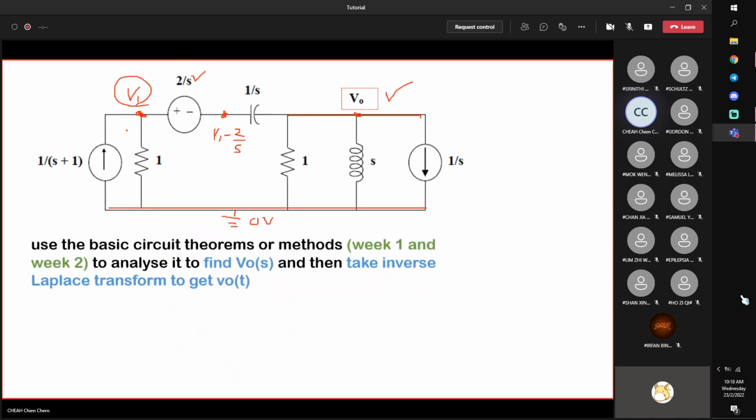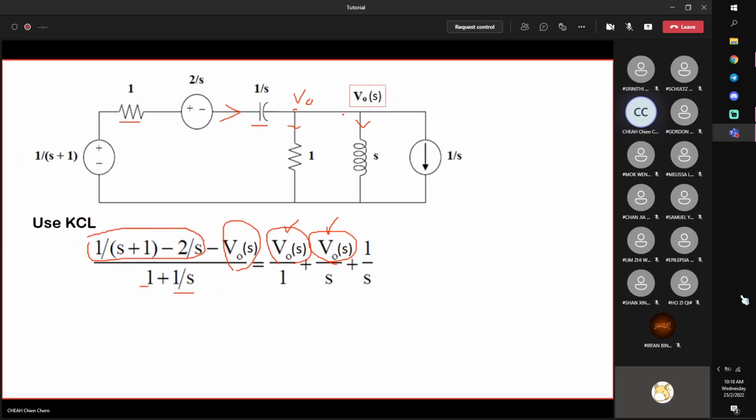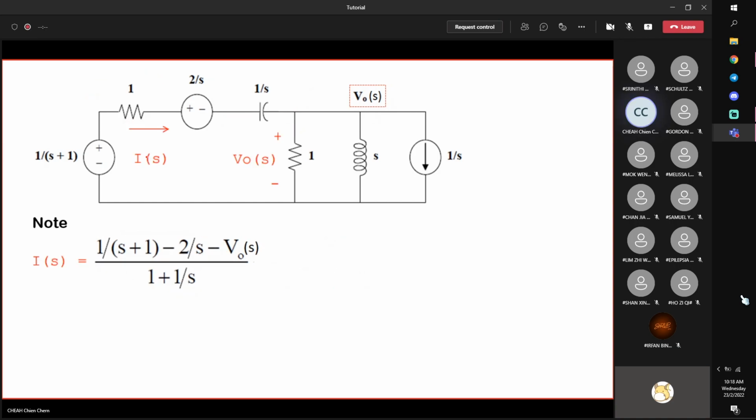Or you solve directly; the original circuit with V1 and V0 is also fine. So the method is not fixed. Now, if you have a problem with this expression, even after you switch it to this position, I suggest you do it this way. You assign a current called IS. So this is IS. Then you take Kirchhoff's voltage law around this loop. From here to here, you get 1 over S plus 1. No problem.